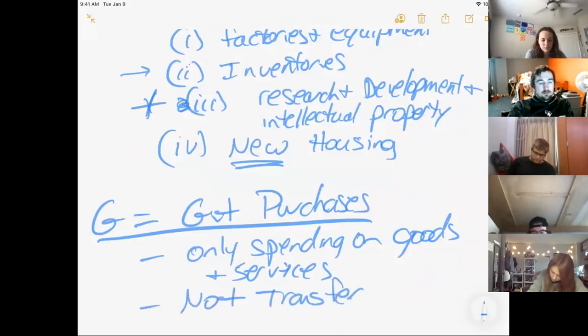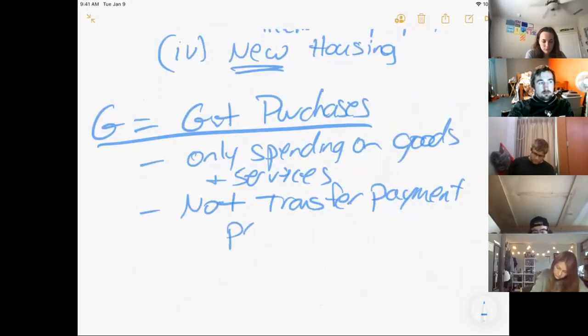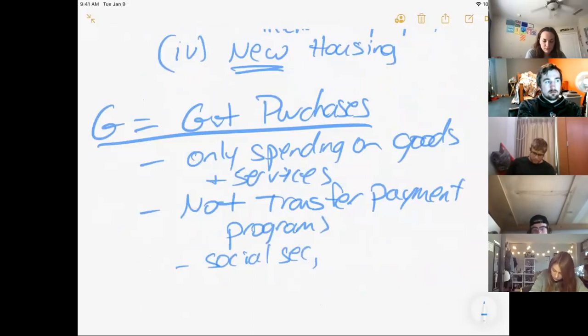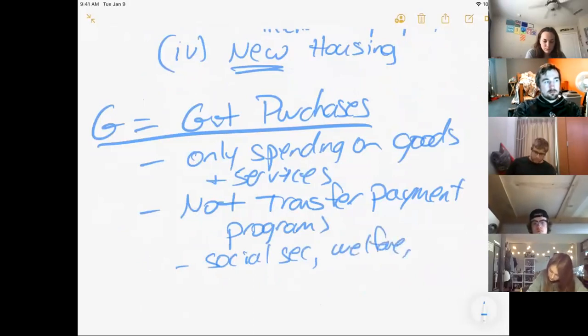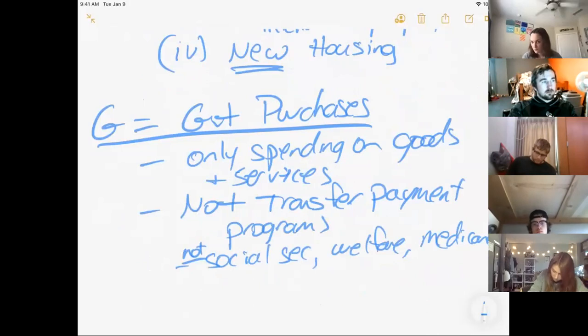all of the transfer payment programs that the government is involved in, like Social Security, welfare, Medicaid, and Medicare, right? Not these kind of programs. Because once again, what are these programs? These programs are basically transferring money from one group of people to another group of people. Nothing is being produced. So in government purchases, we only want to include the actual spending on goods and services.